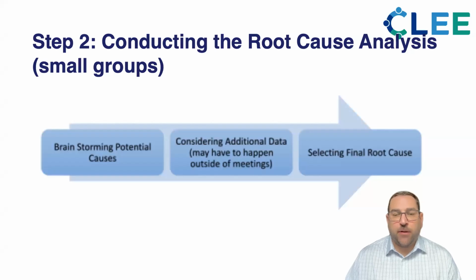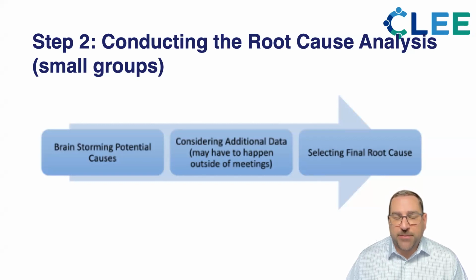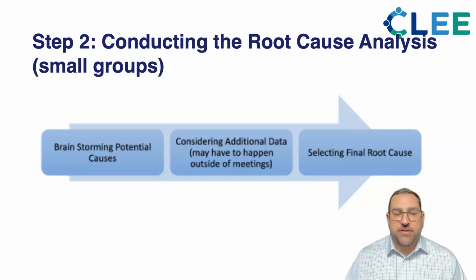In step 2, the protocol will bring the collaborative team through 3 distinct parts: brainstorming potential causes, considering additional data, and selecting the final root cause. The parts may occur all at once or might have to be broken into multiple meetings, depending on the time available and the complexity of the priority need. Now we'll take a closer look at each of the 3 stages.